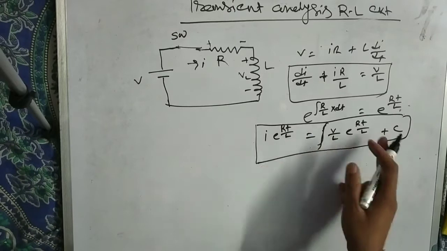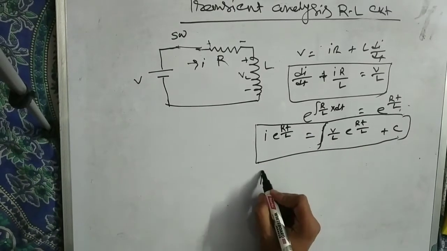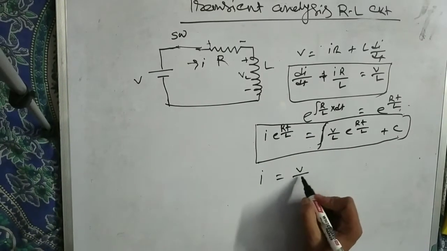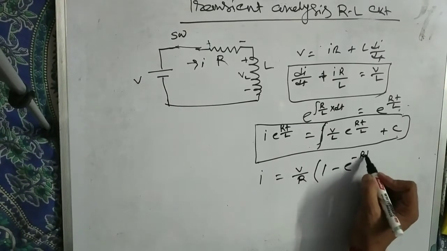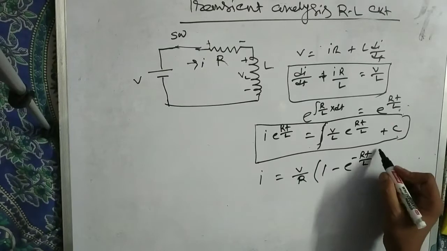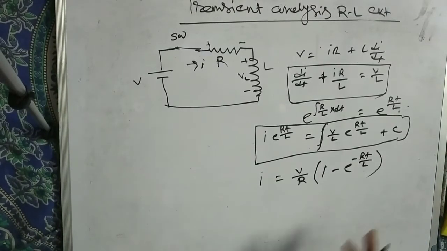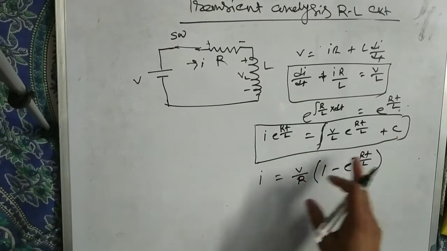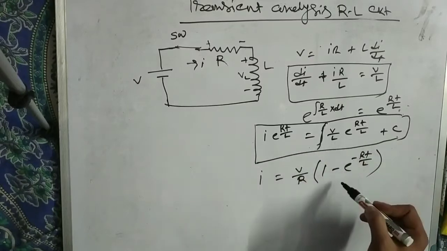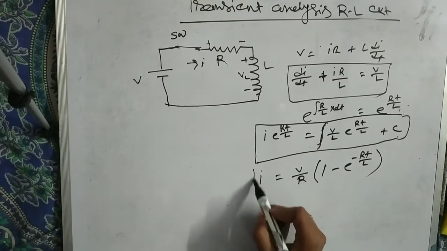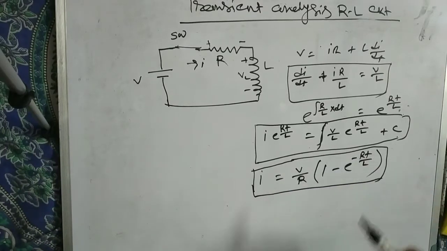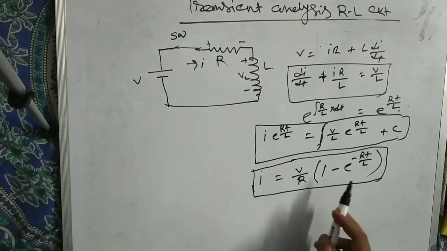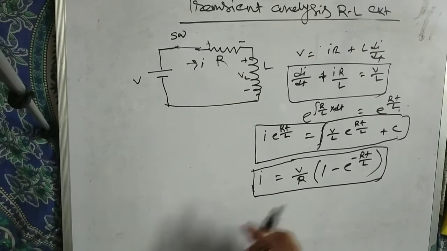If you solve it, you will get the current value equal to V by R times 1 minus e to the power minus Rt by L. If you solve it, you will get the value of this current. Now we will draw the graph.